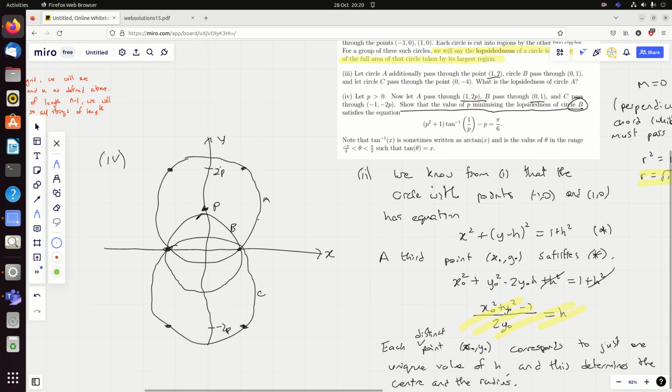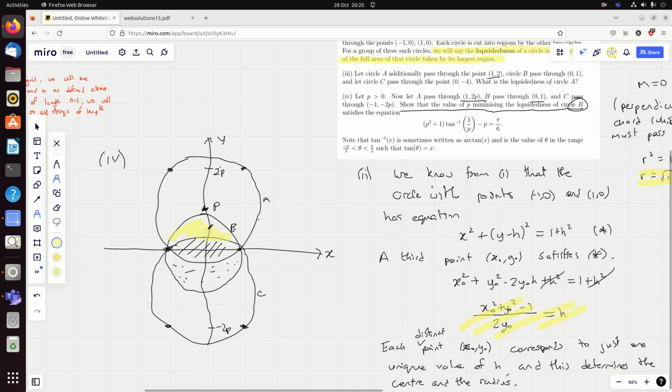Well, if you want to minimize the largest region, and B is split into 3 regions, then what you want surely is each of these regions to be equal. I'm talking about this region, and this region. Do you see what I mean? Those 3 regions should be exactly the same area. Because otherwise, if you make one bigger, then suddenly that's the biggest region, and you're not minimizing the lopsidedness, you're making it bigger.